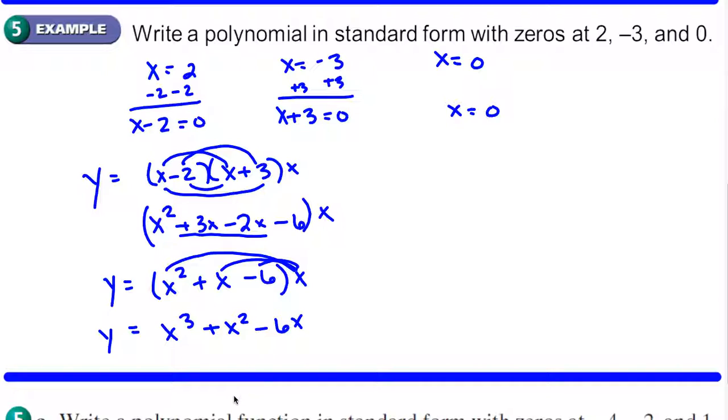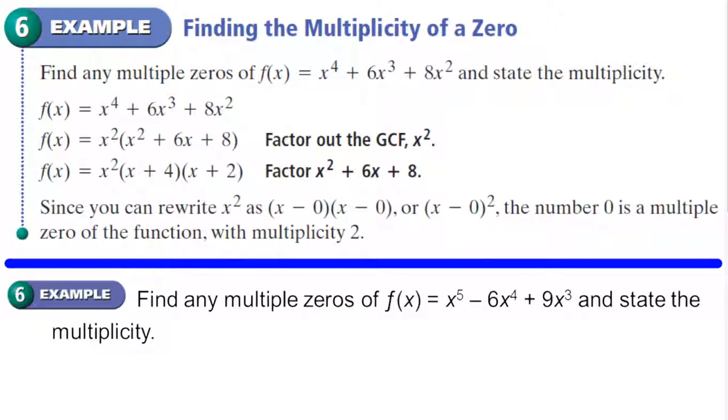All right, the last example that we have is going to touch back on what we did with example 4. And this one is looking for the multiplicity of the zeros. So it says find any multiple zeros of the function f of x equals x to the fourth, 6x cubed plus 8x squared. So the first thing you want to do is factor out any like terms. So this ties in, like I said, very closely with example 4. But it also ties in with example 2 that we had done from 6-1 day 1.